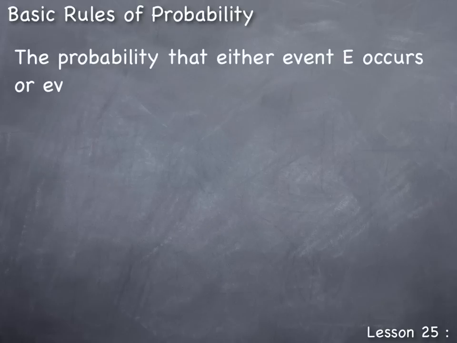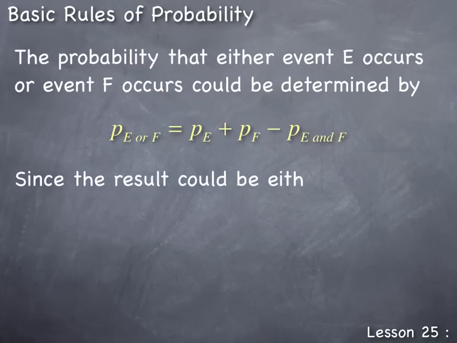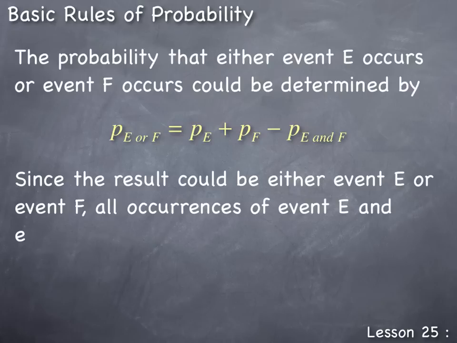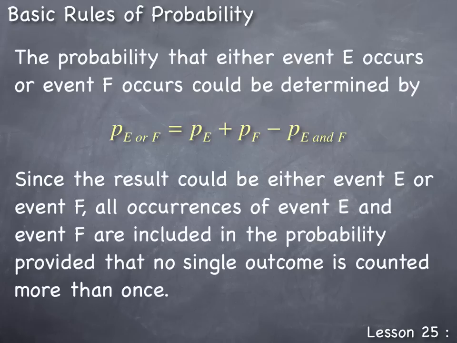The probability that either event E occurs or F occurs could be determined by the following rule. Since the result could be either event E or event F, all occurrences of event E and event F are included in the probability, provided that no single outcome is counted more than once. So this is reflected in the rule by saying that the probability that either event E or F occurs can be found by taking the probability of E occurring, adding it to the probability of F occurring, and subtracting out the probability that both E and F occur.